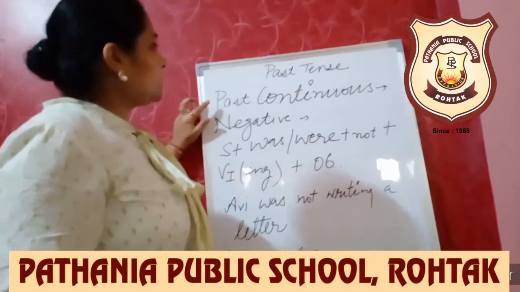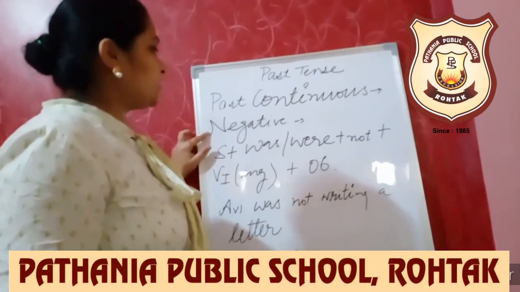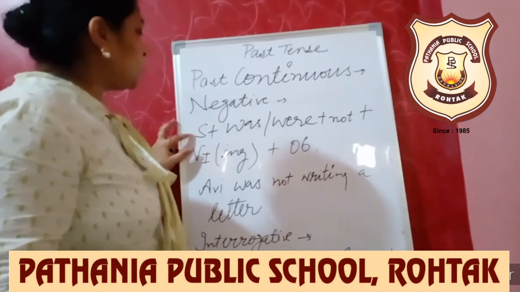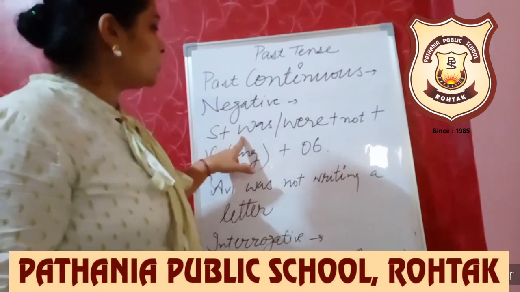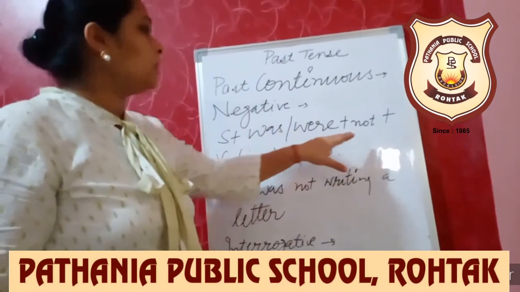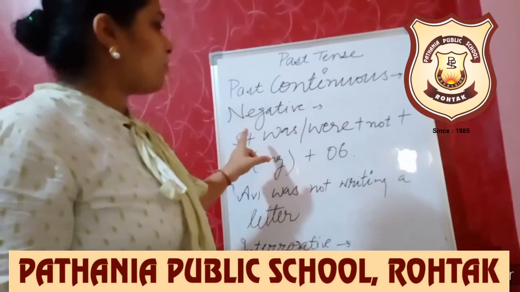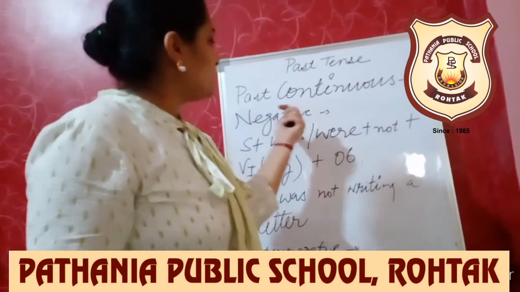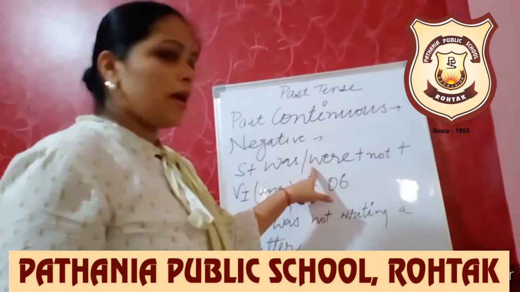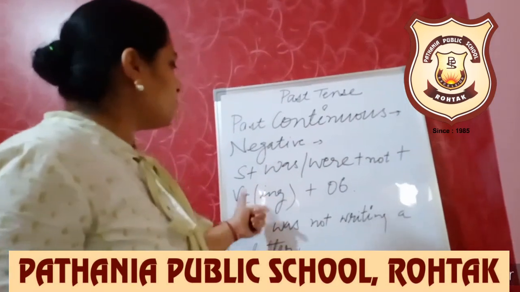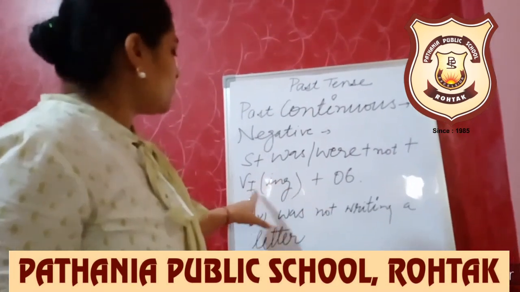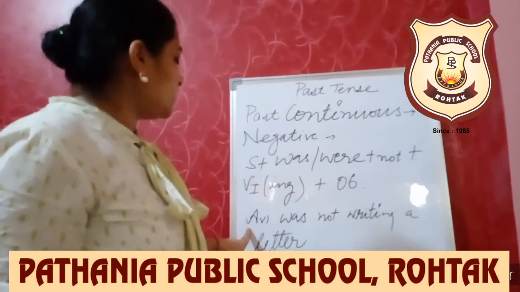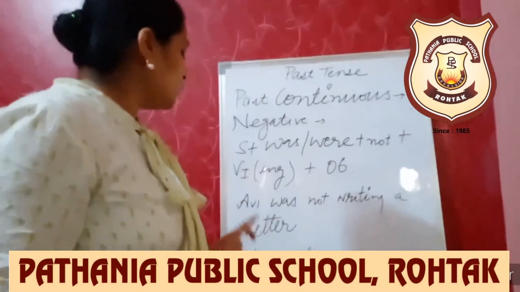Let's understand past continuous negative sentence formation. For this we take subject plus was or were, was with singular and were with plural. Then comes not, as I have already told you that you apply not while making the negative after the helping verb and before the verb. Then comes verb first form plus ing and then the object. Here is one example: Avi was not writing a letter.